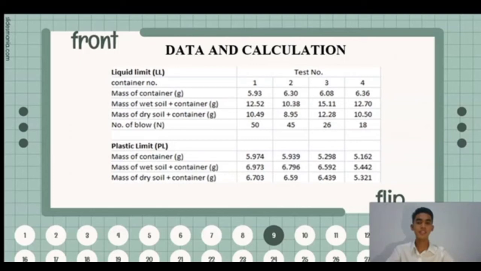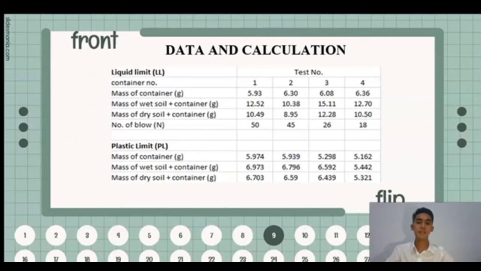Mass of wet soil plus container: 12.52, the second is 10.38, the third one is 15.11, and the last one is 12.7. Mass of dry soil plus container: 10.49, 8.95, the third one is 12.28, and the last one is 10.5. Number of blows: 50, 45, 26 and 18.